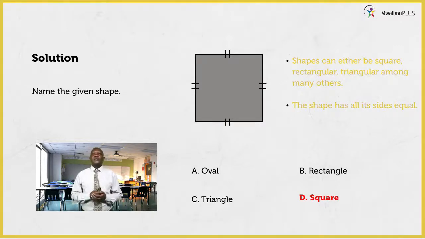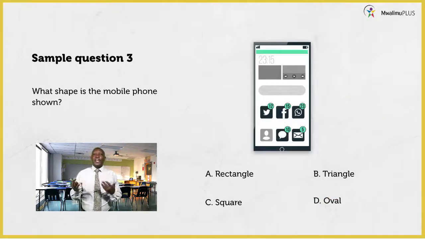So learners, let us have the last part of it. Question number 3. I know you have seen various objects in our homes, gadgets we have used at home. So the question is, what shape is the mobile phone drawn? What is the shape of the mobile phone shown or drawn? A is rectangle, B is triangle, C is square, and D is oval.